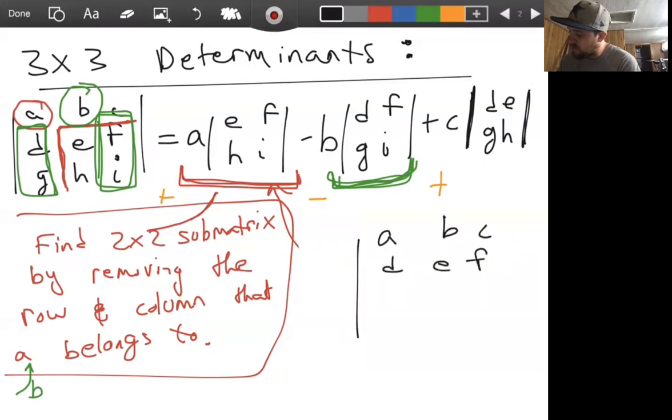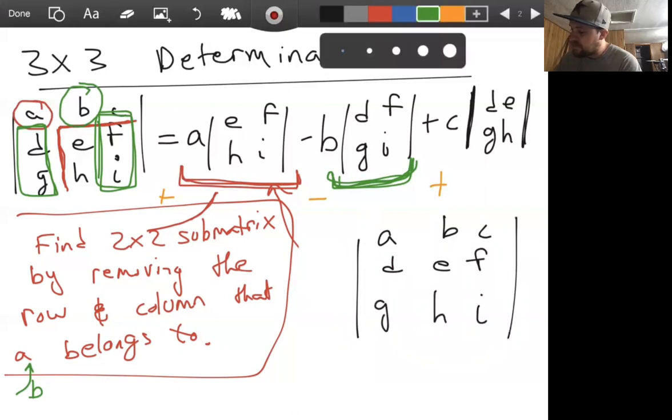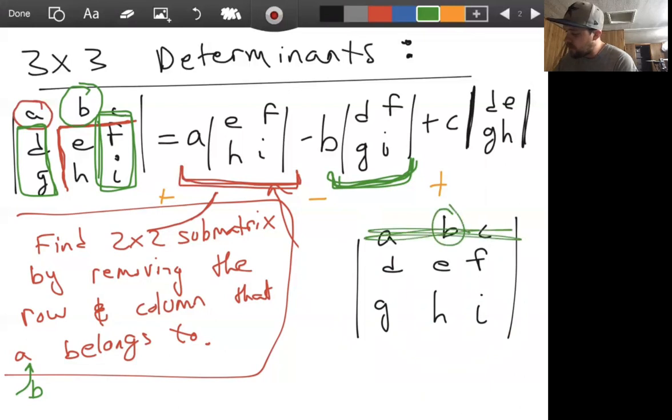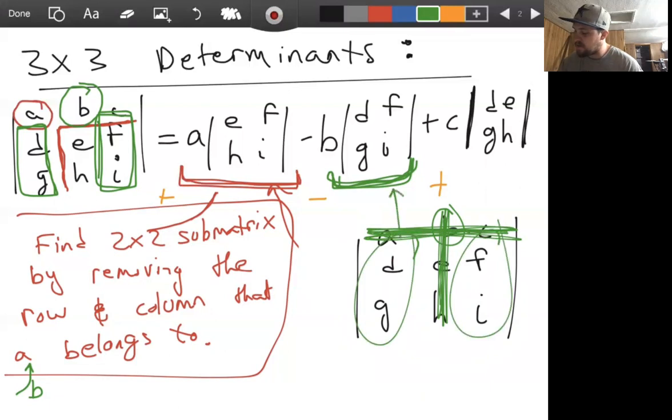Okay, we have A, B, C, D, E, F, G, H, I. And this time, we took B, and now we want to forget about the row and column that B belongs to. And you can see, what is the resulting 2x2 matrix? Well, it's exactly this submatrix we have up here. It's D, F, G, I. And so let's do this one last time, and hopefully by now you can start to see a pattern of what we've got.